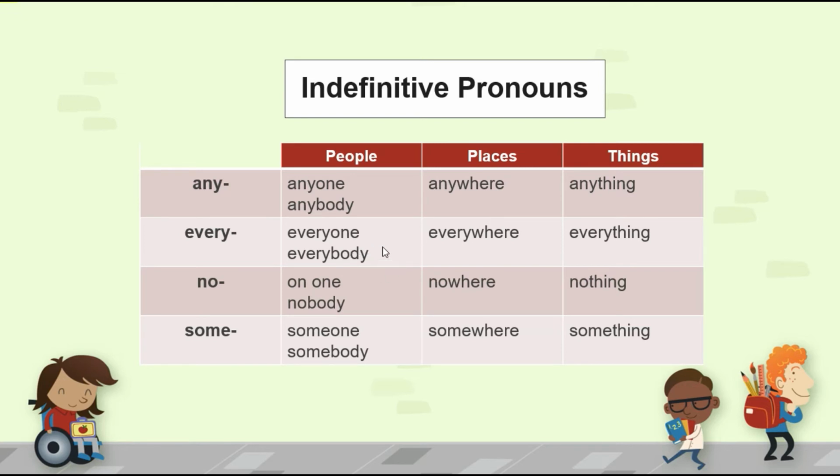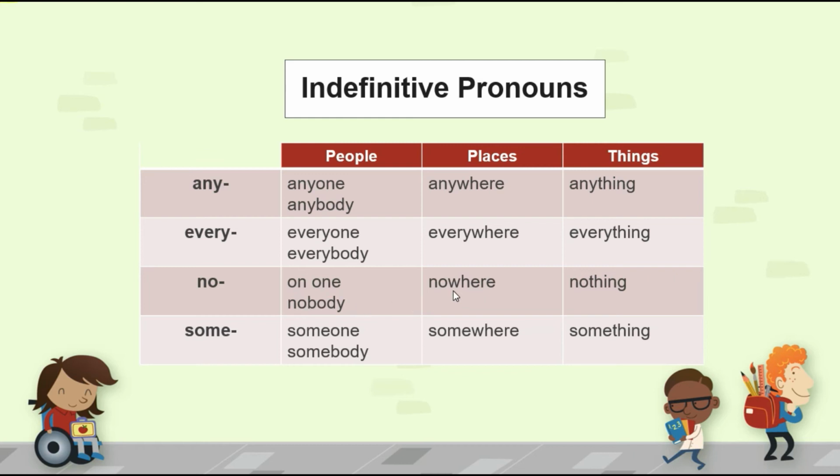Now, if you have the prefix every, if you're referring to people, you can say everyone, everybody. For example, you can say, everyone please be silent. Now, if you're talking about places, everywhere. The stars are everywhere. You're not mentioning the name of a city, town or place. You just say the stars are everywhere. Now, if you want to talk about something as a group, you say everything.